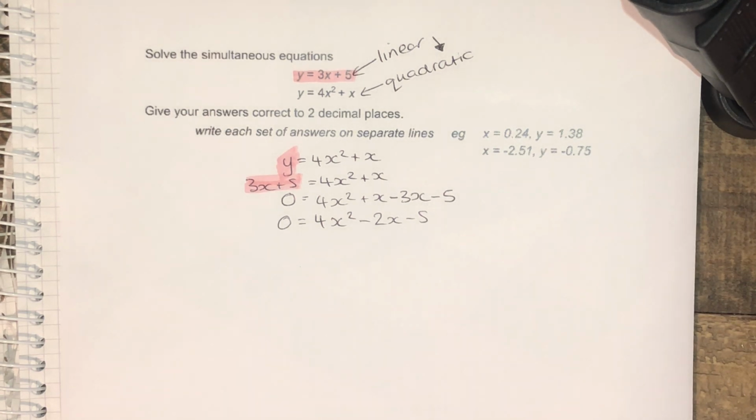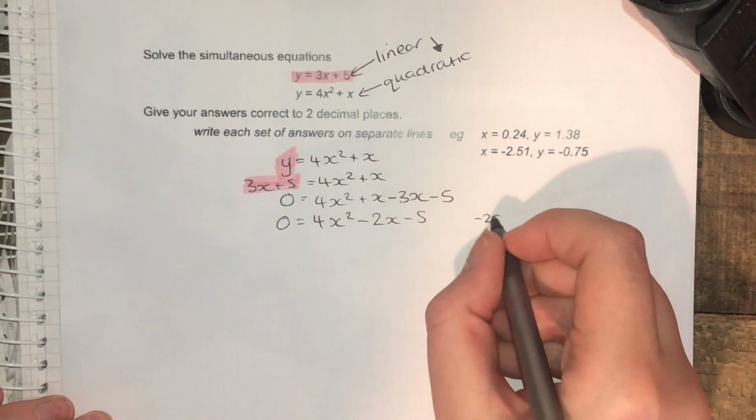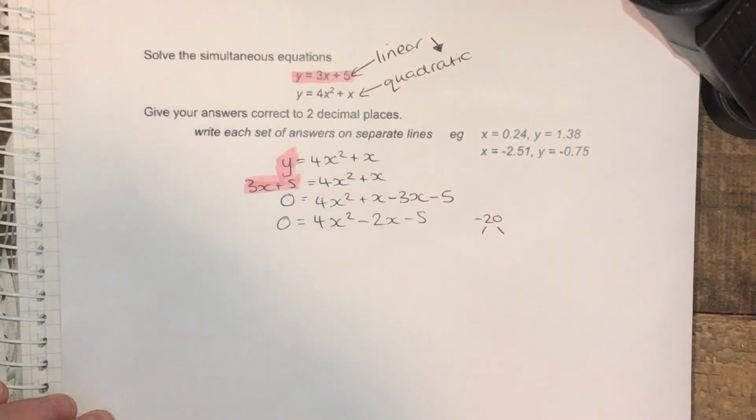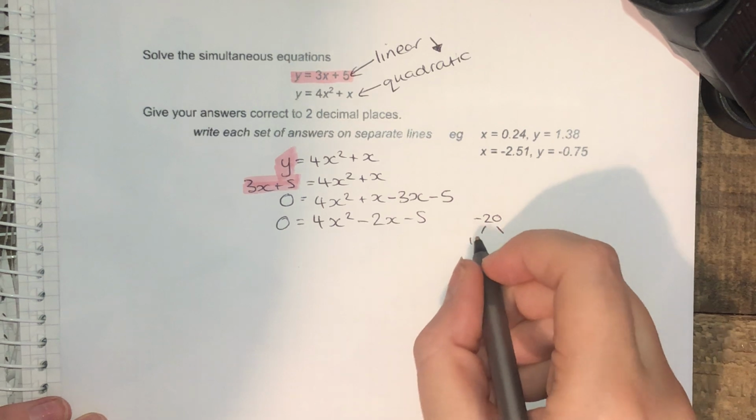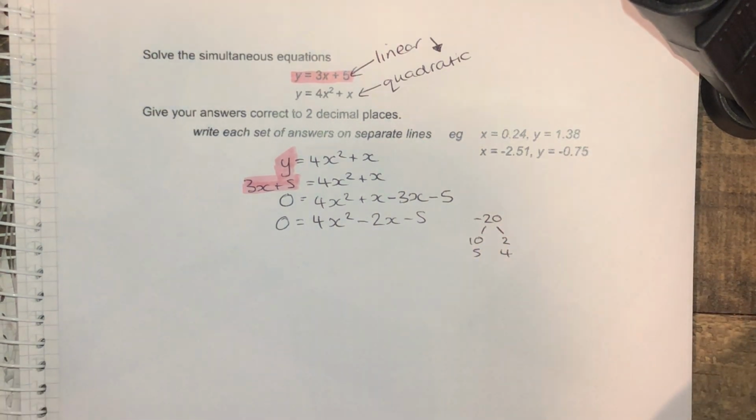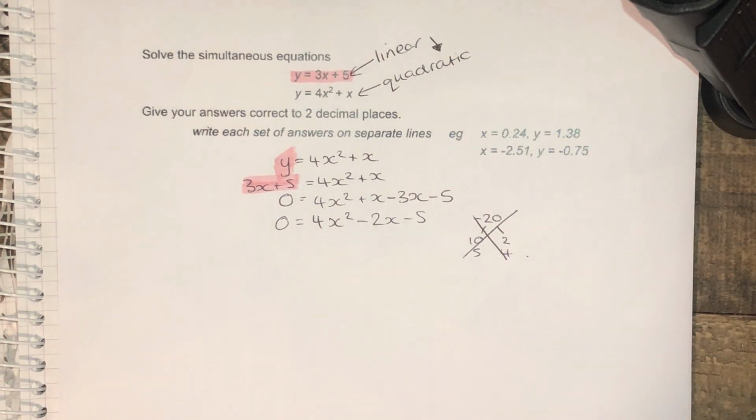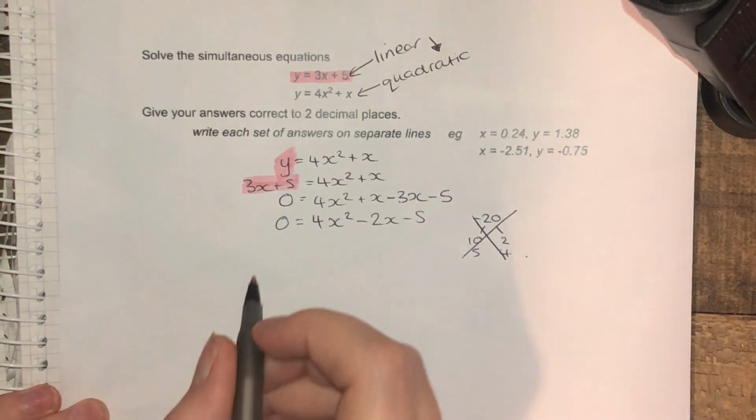So I'm just going to see if I can solve this by factorising first, which would be nicer. So a times c gives me minus 20. What two numbers times to make minus 20? If I just do 20 first. So 10 and 2, 5 and 4. That's not going to work. That's fine. So I know I can't factorise it. So let's try and solve it by using our quadratic formula.